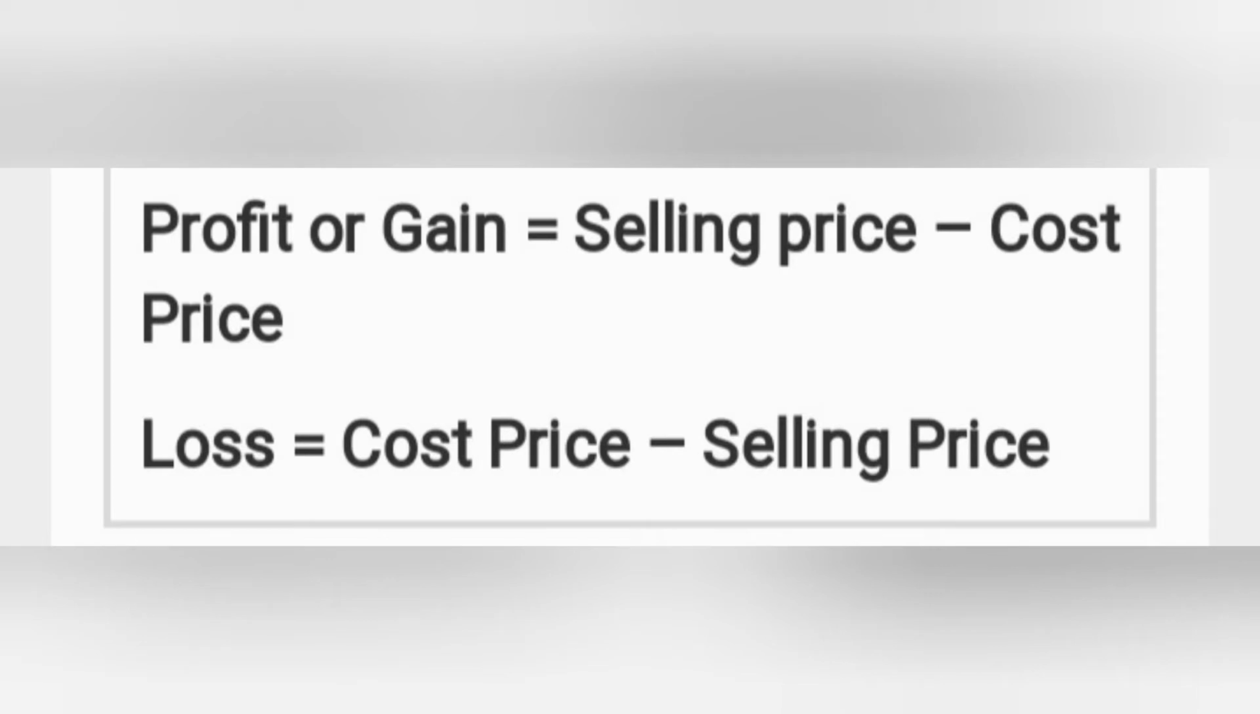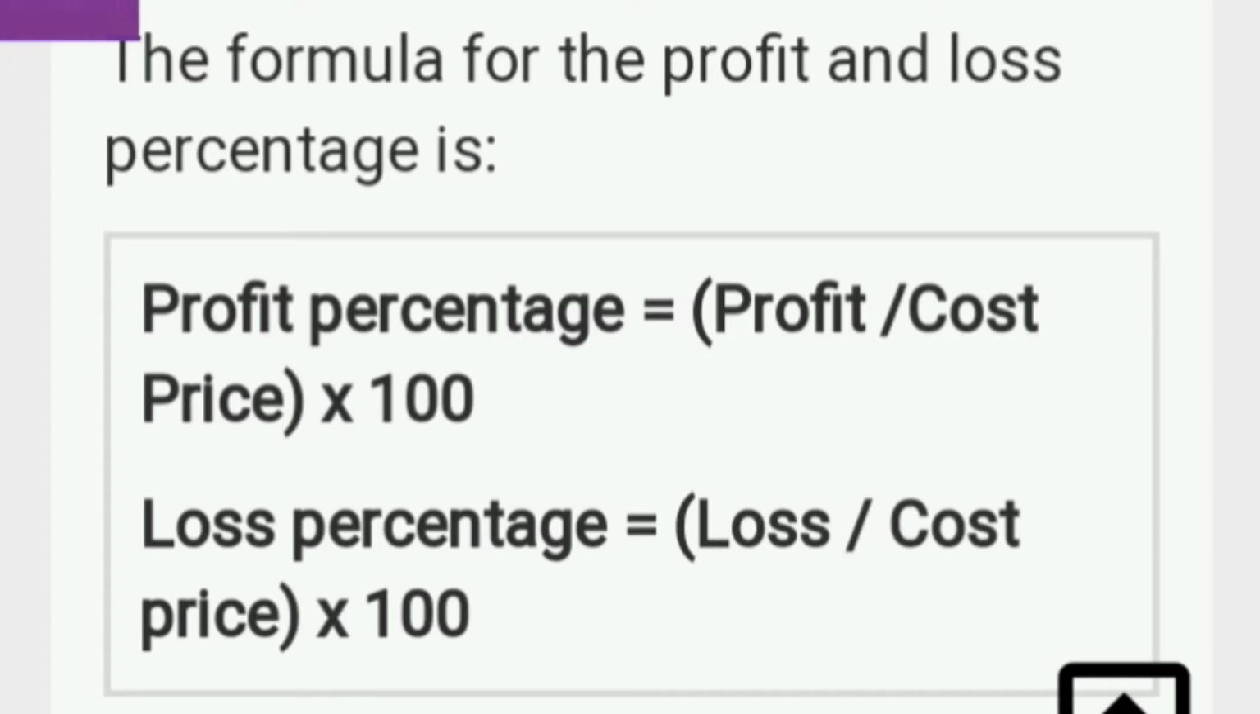The next one, profit and loss formula. The formula of profit or gain is selling price minus cost price, and the formula of loss is cost price minus selling price. The formula for the profit and loss percentage: profit percentage is profit by cost price into 100, and loss percentage is loss by cost price into 100.